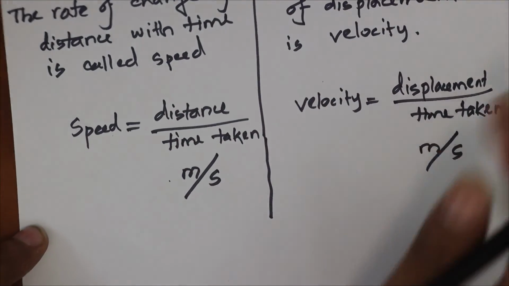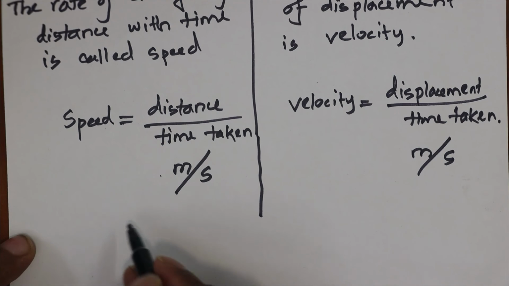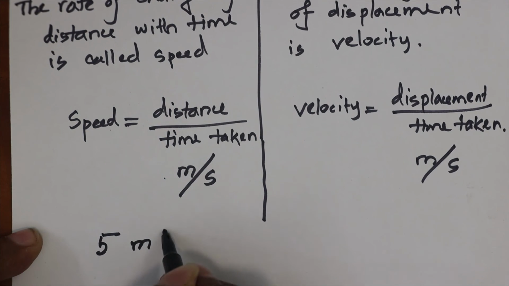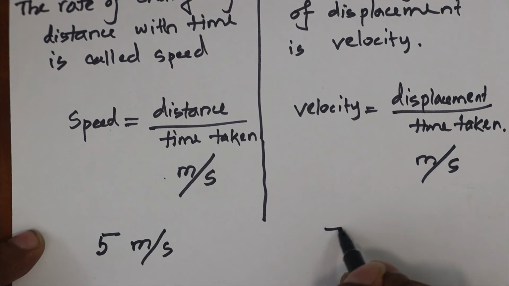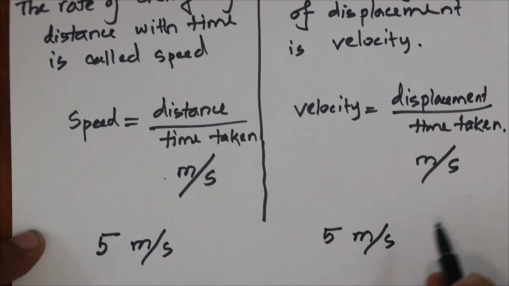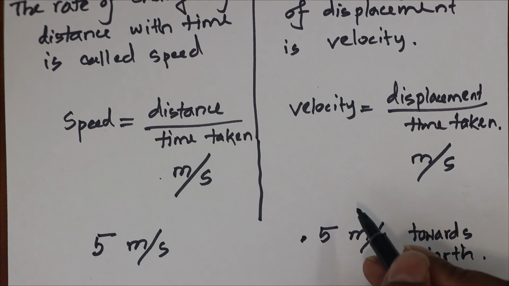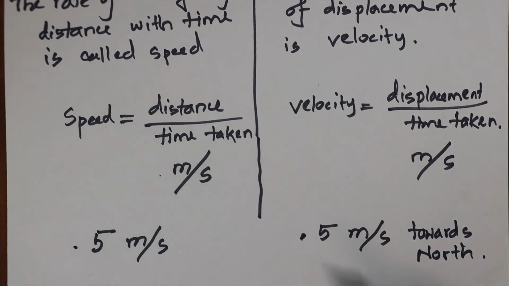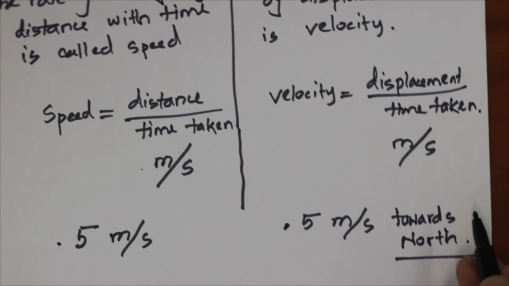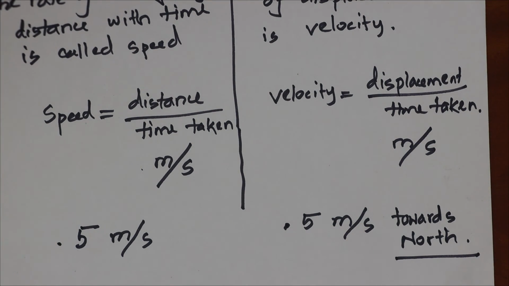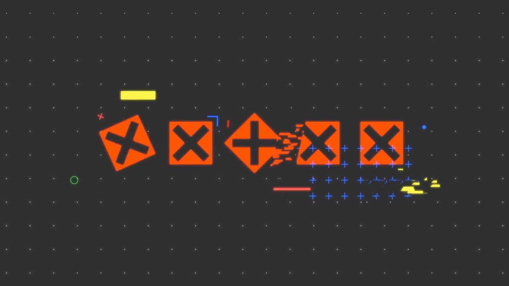So what is the difference? Say 5 meters per second is the speed. But remember, 5 meters per second towards the north is an example of velocity. That's why it has direction. So that's why velocity is a vector quantity. Remember, velocity is a vector quantity.